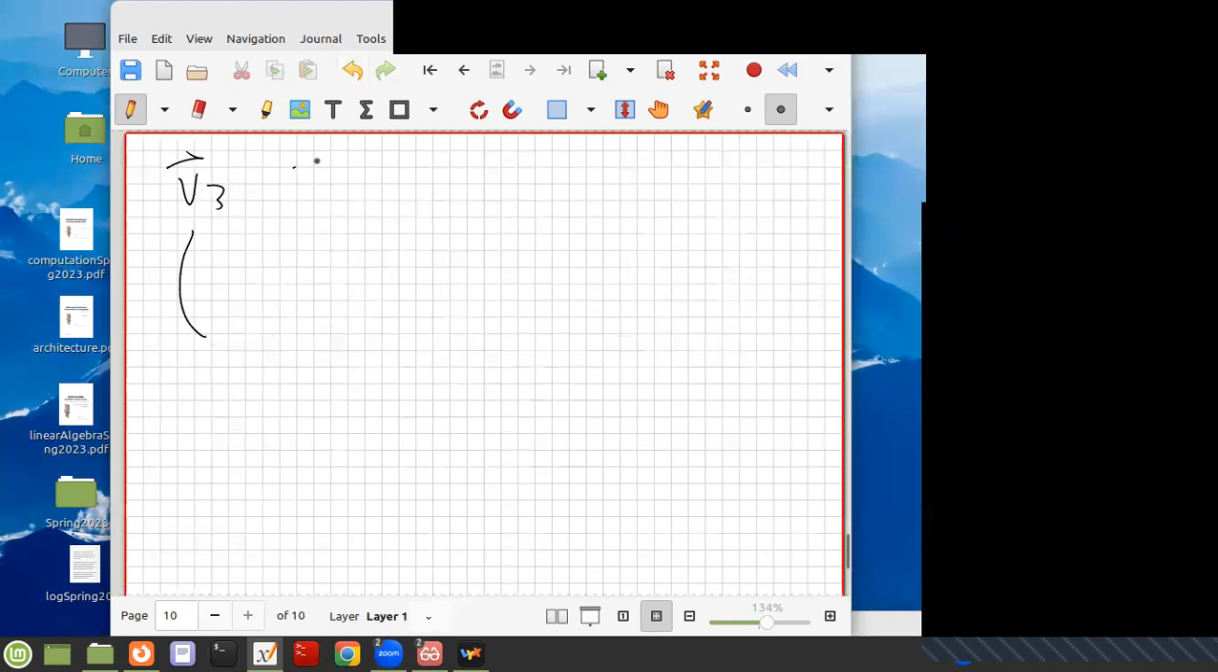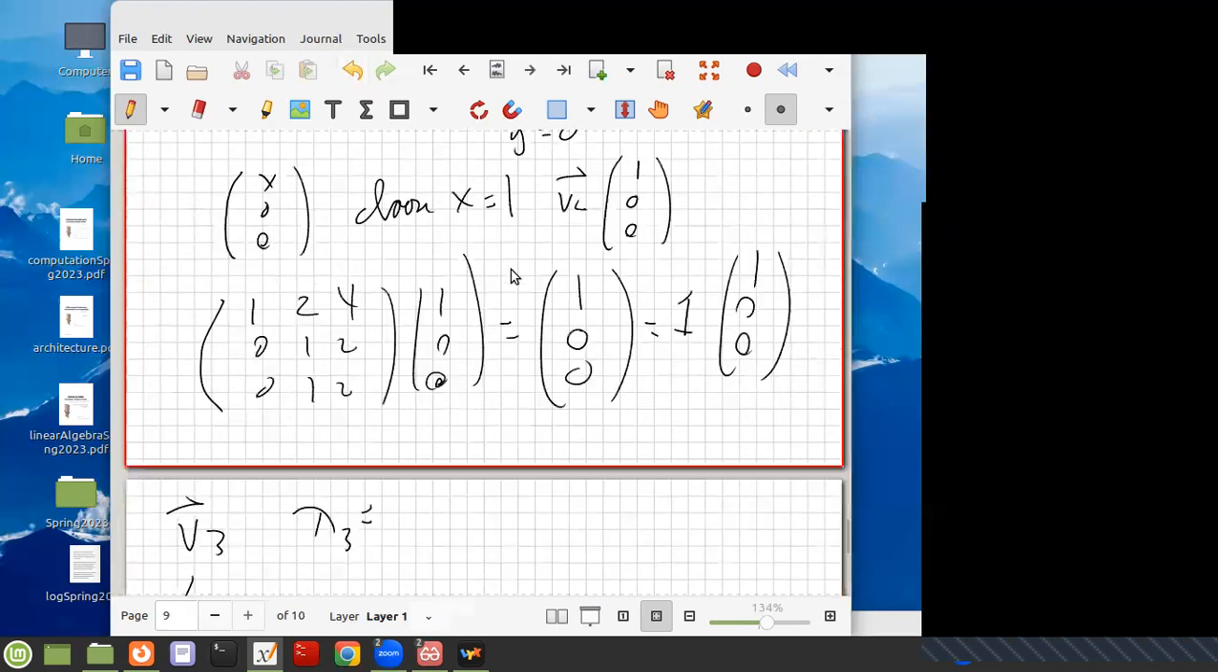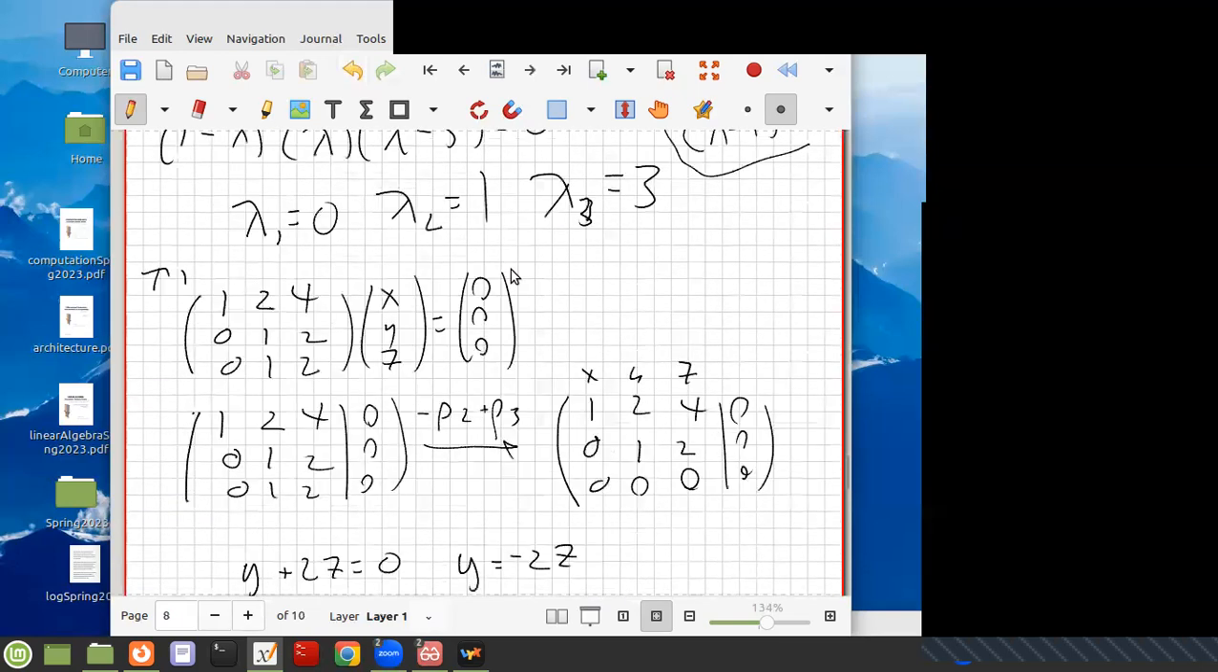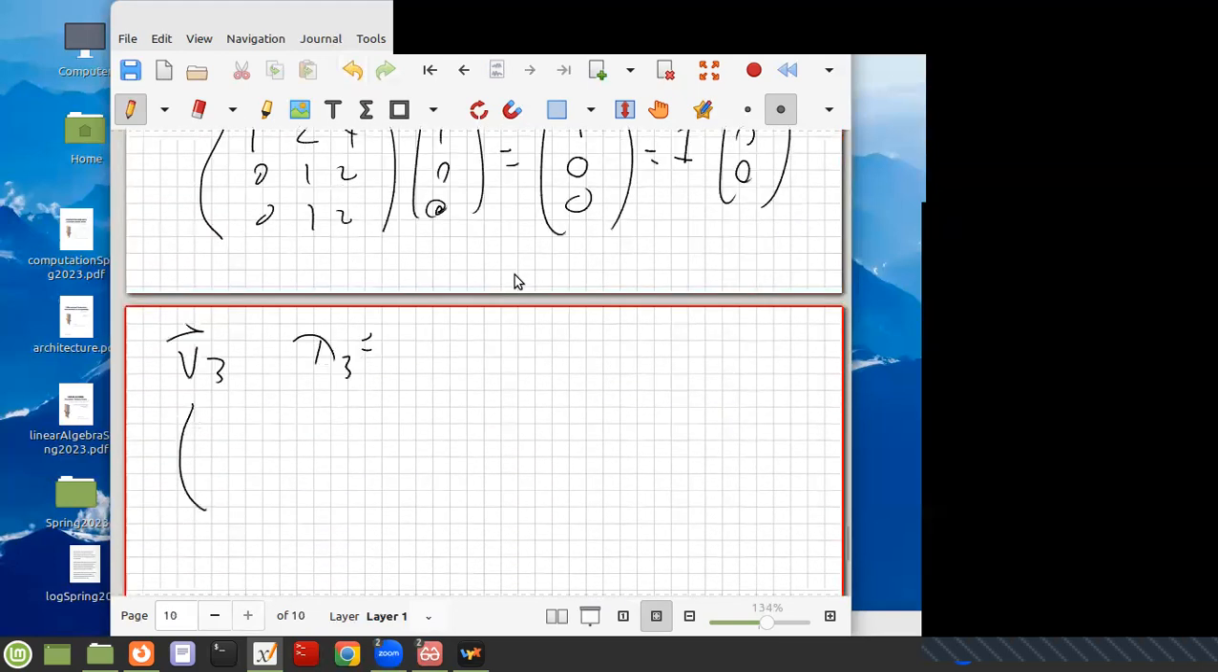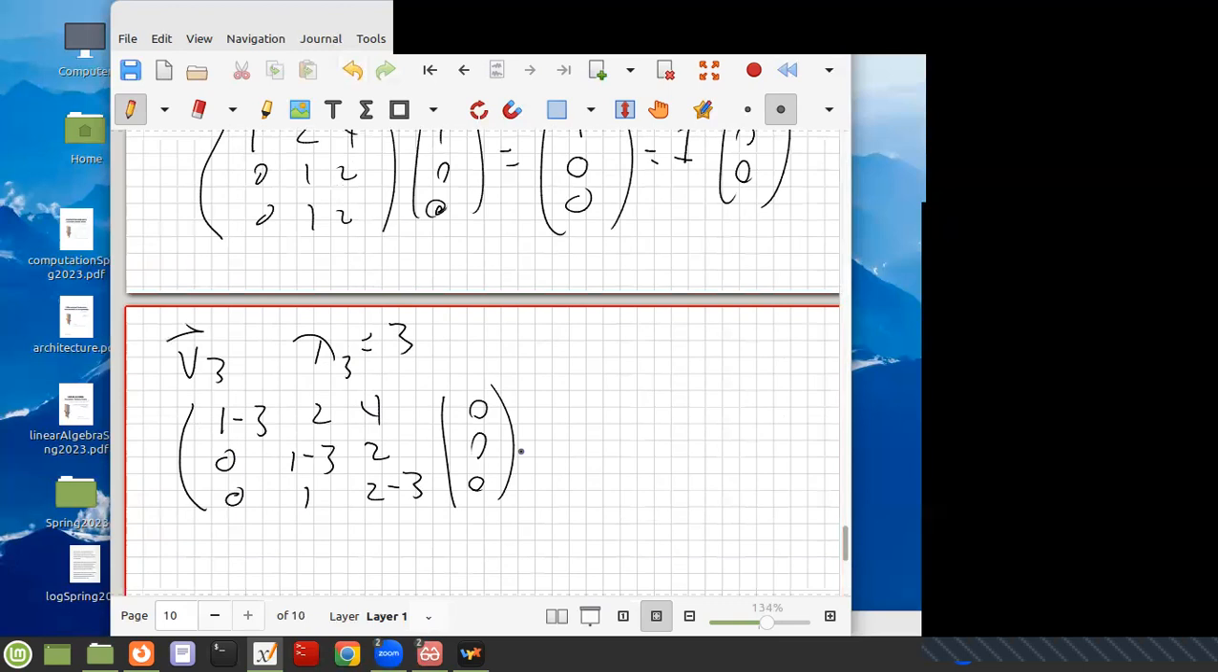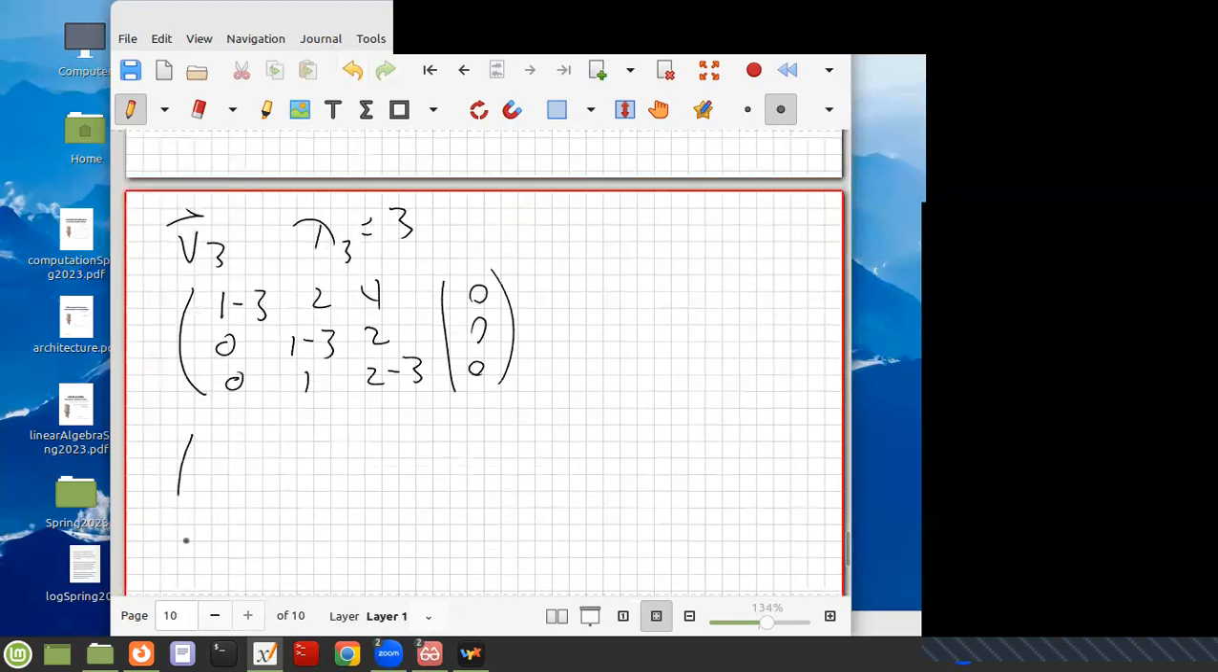And we now get to do even more fun by finding v3, for which lambda 3 equals 3. So we have 1 minus 3, 2, 4, 0, 1 minus 3, 2, and 0, 1, 2 minus 3, times x, y, z equals 0, 0, 0. Okay? So that gives me the form minus 2, 2, 4, 0, minus 2, 2, and 0, 1, minus 1.